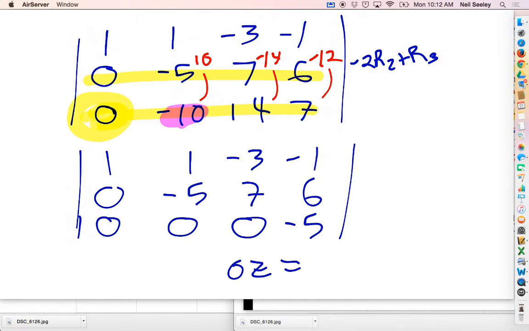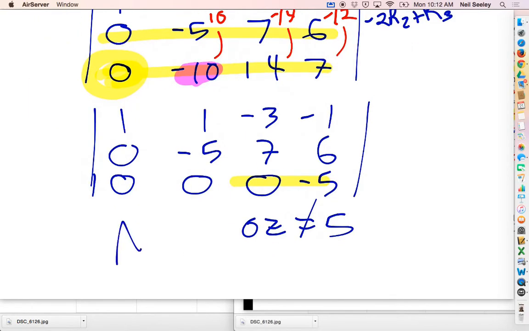0z equals 5 is the final statement there. Because that means 0 equals 5, which is not possible. This one has no solution. So this is a no solution scenario.